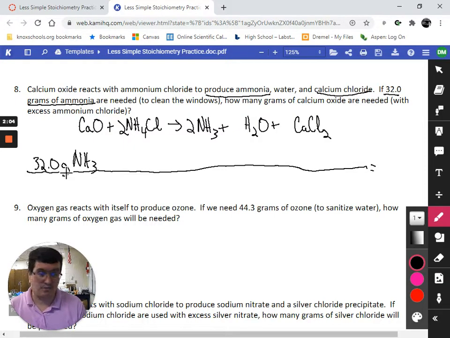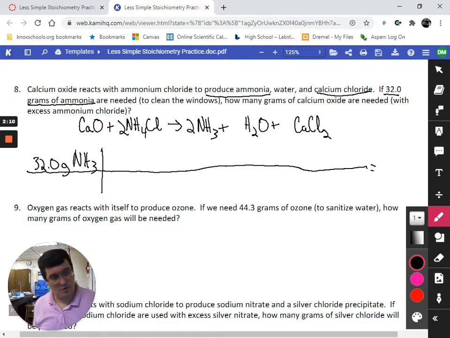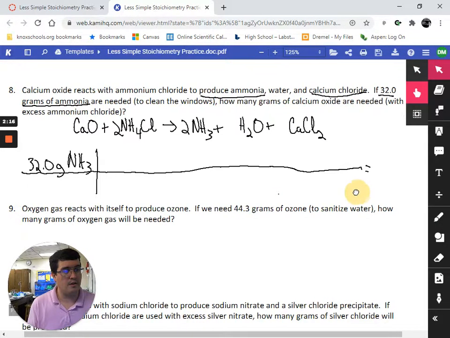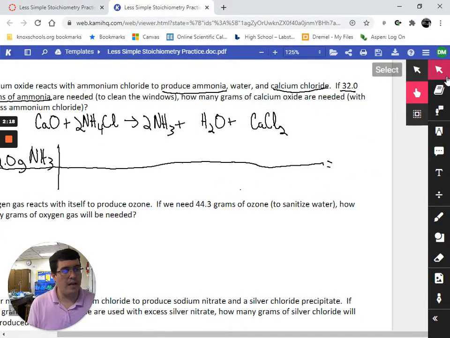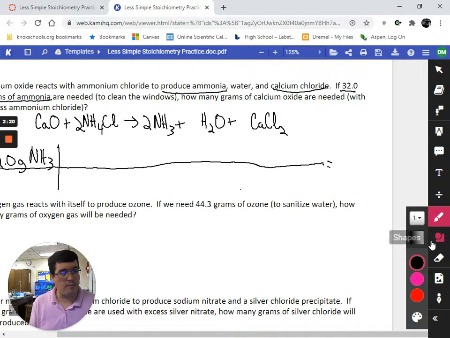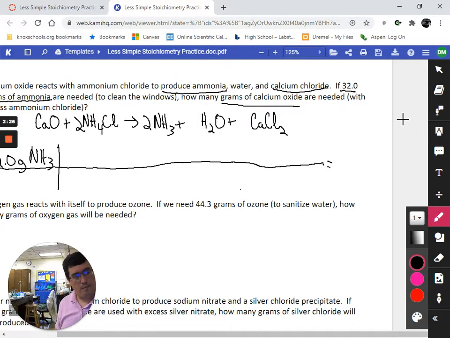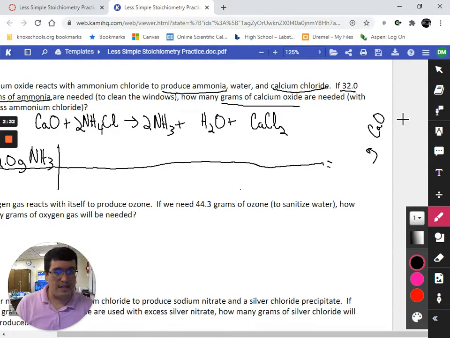I'm going to draw a line there. The answer I need to get, I'm going to try and draw this kind of sideways here. Well, you know what? Forget that. We'll just move it over a little bit here. What answer do I need to get for this problem? Well, it says how many grams of calcium oxide are needed. So we need grams of calcium oxide. So the thing in the problem that is calcium oxide has to be that thing right there, CaO.